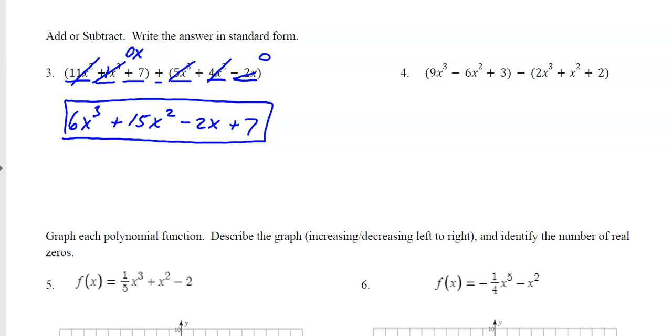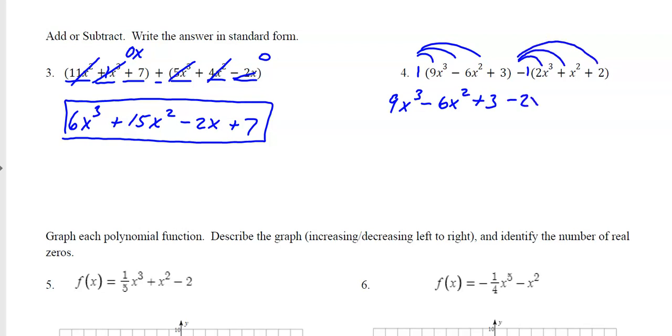Be careful on this next one. There's an understood 1 here, which when you distribute that to get rid of parentheses, nothing really happens. So I have this going on. But then over here, whenever you subtract, you need to distribute that negative 1, and it's going to change all signs. So it's going to give you the opposite of every single term all the way across.